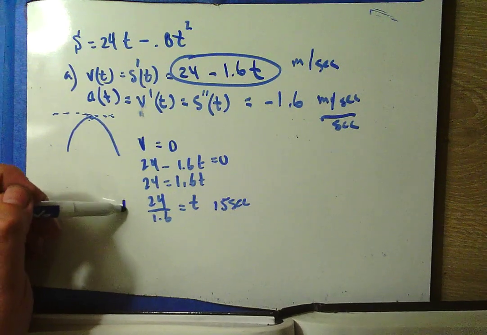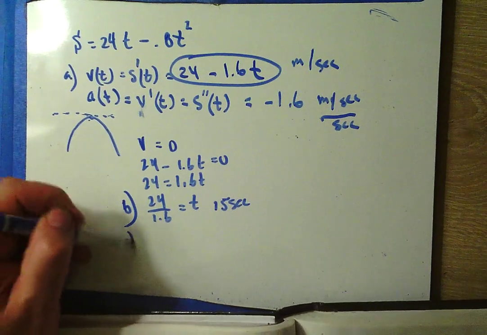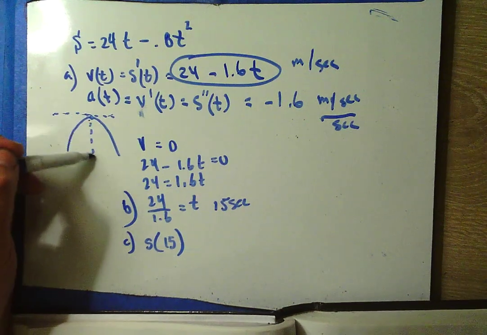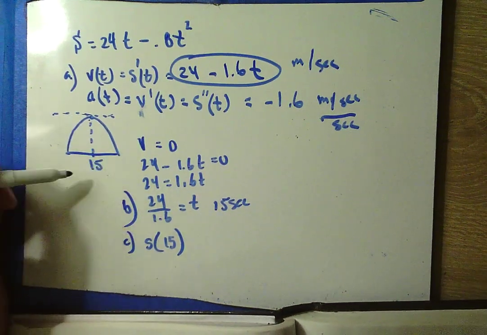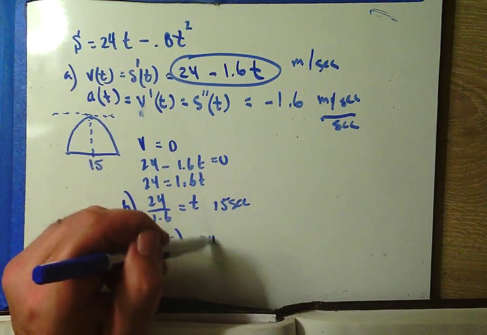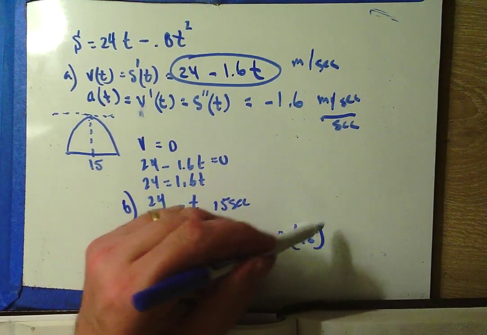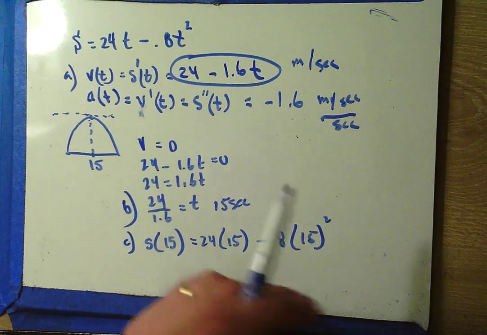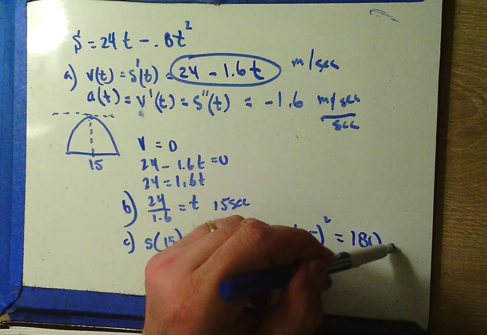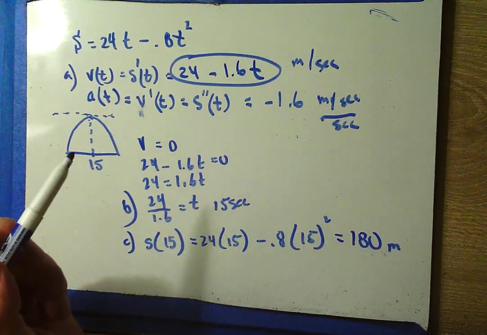Okay, that is B. How high did the rock go? Well, we want to know position. So we want S of 15. We want to know what the height is when t equals 15. So we'll plug that 15 back into the height equation. 24 times 15 minus 0.8 times 15 squared. And when I compute this, I end up with 180 meters. 180 meters up. Wow, that's pretty far up.